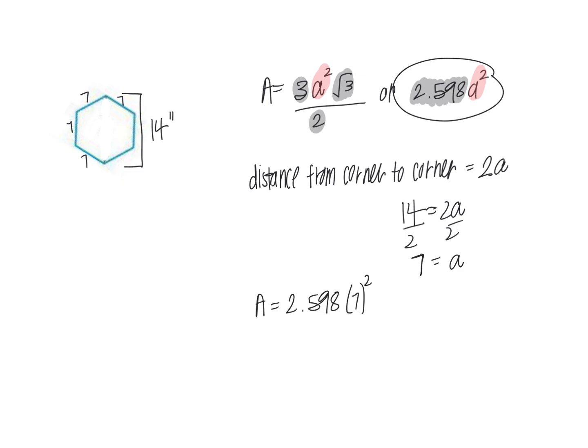I used the formula that had the decimal version up here, the 2.598. I plugged the 7 in that we found, and now I'm going to square it. Whenever we multiply the 2.598 times 49, we get 127.302, and that is inches squared for our area of that hexagon.